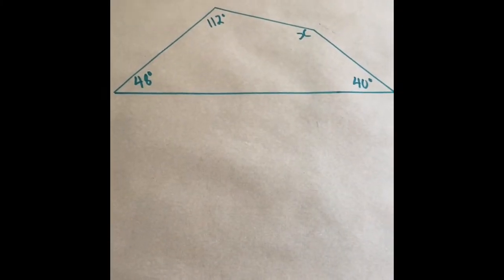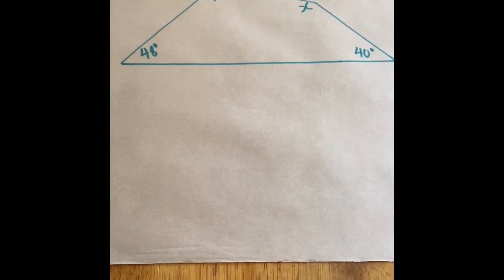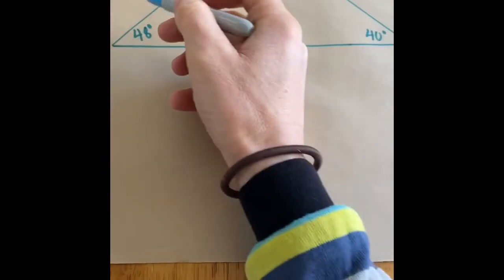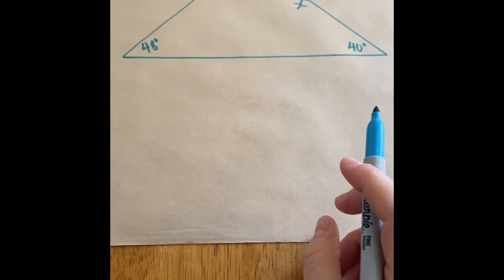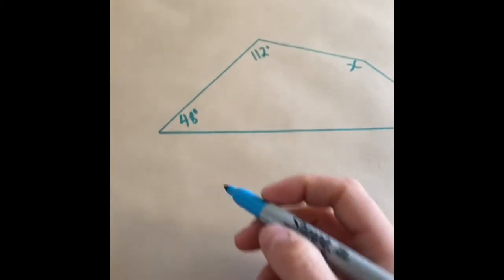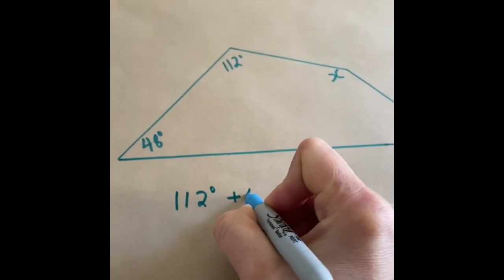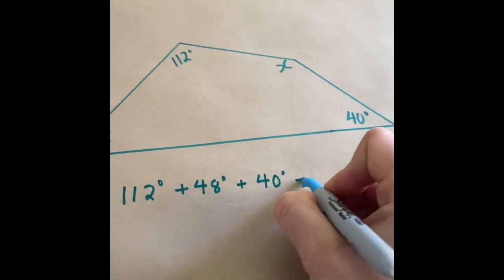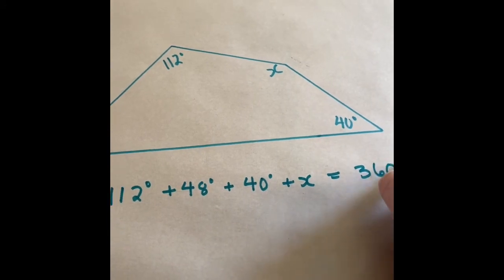So let's try this easy example from the workbook together. Here we have a quadrilateral. It's a quadrilateral because it has four sides, 1, 2, 3, 4. And we know that in a quadrilateral, all the angles add up to 360. So that means that 112 plus 48 plus the 40 plus the x, the one we don't know, has to add up to 360 degrees.